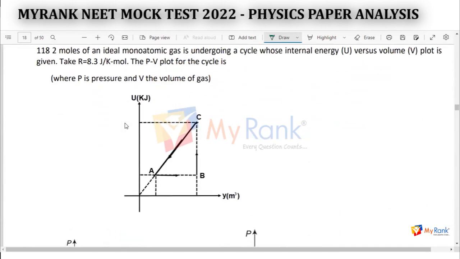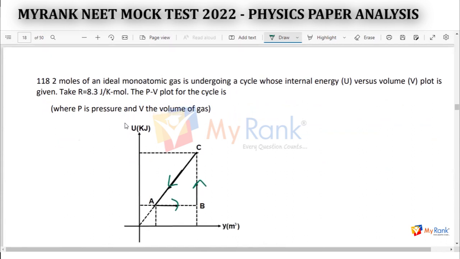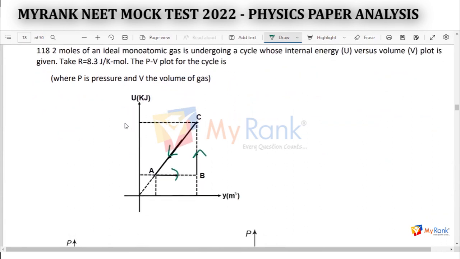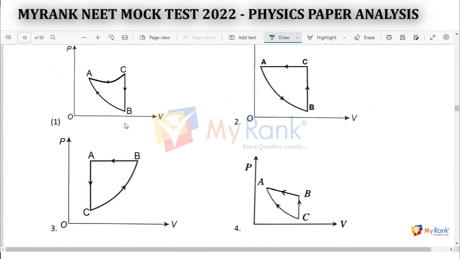And next, series 118. So here A to B, C to A, B to C, like this it's mentioned. Process: 2 moles of ideal monatomic gas is undergoing a cycle whose internal energy versus volume plot is given, R value given, universal gas constant. PV plot of the cycle. So we have to choose the correct option in this.